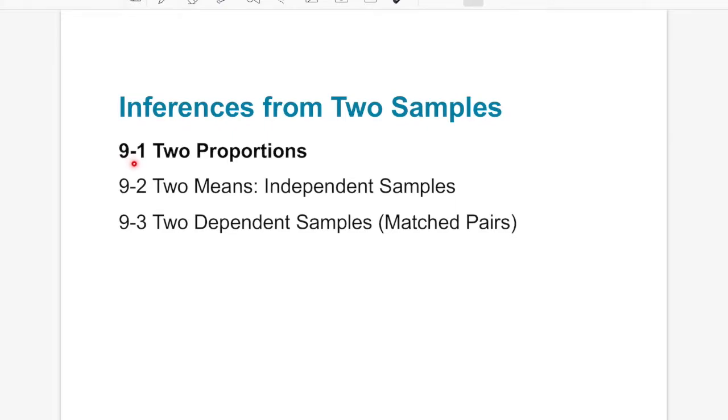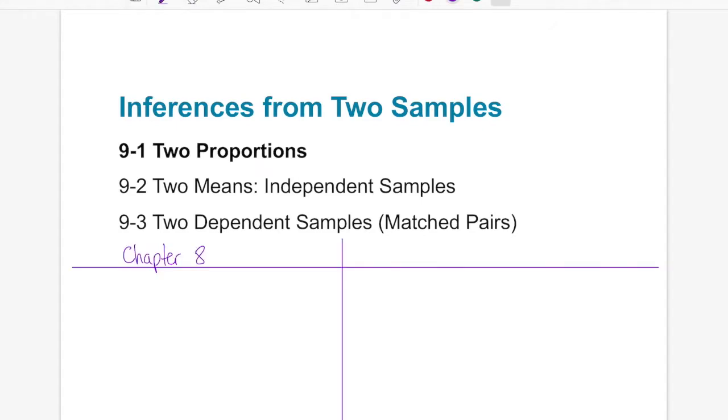Section 9.1 Two Proportions. In Chapter 8, we learned how to answer these type of questions. Is mu equals 8? Or is p less than 0.75? In this chapter, we will learn how to answer these questions.